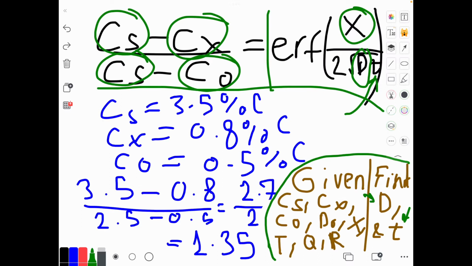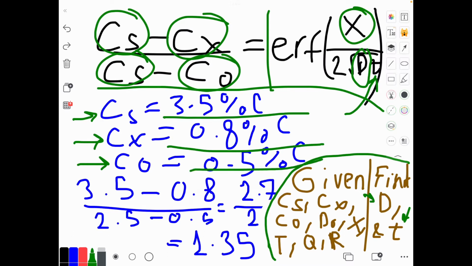Now, how do you go about solving this problem? The first thing is we're going to identify what our CS, CX, and C naught are. Usually the biggest value in the question is CS. So the 3.5% that we had is our CS. The middle value will be CX, which is 0.8%. And our C naught will be the lowest value in the question, which is 0.5% carbon in this one.